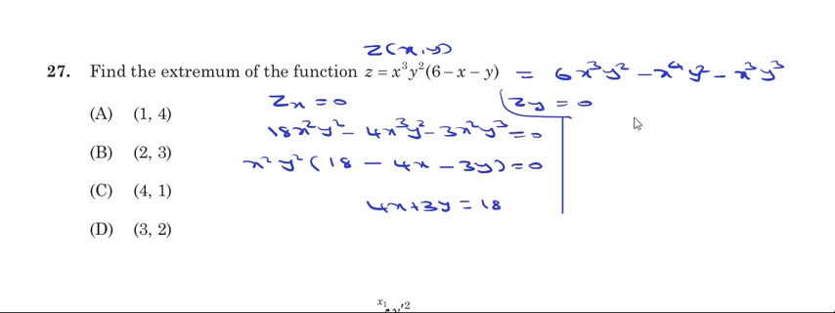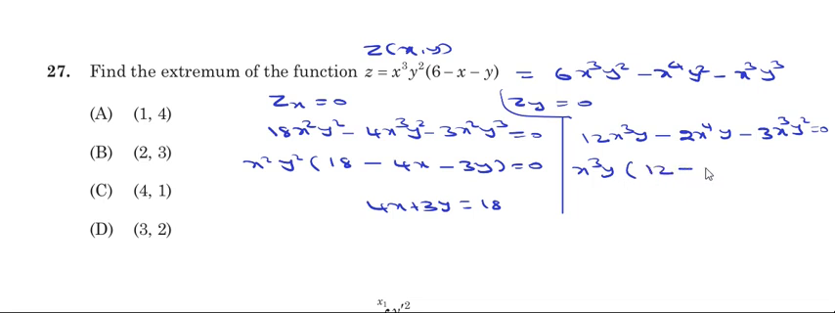And here zy equal to 0, partial differentiation with respect to y. So you get 12x cube y minus 2x power 4 y minus 3x cube y square equal to 0. So here we can take x cube y as common factor. So 12 minus 2x minus 3y equal to 0. So here we will get 2x plus 3y equal to 12.